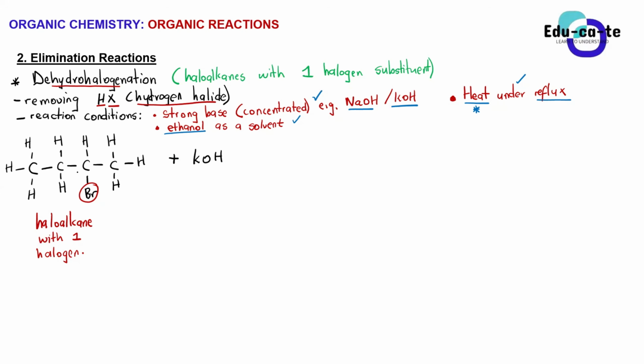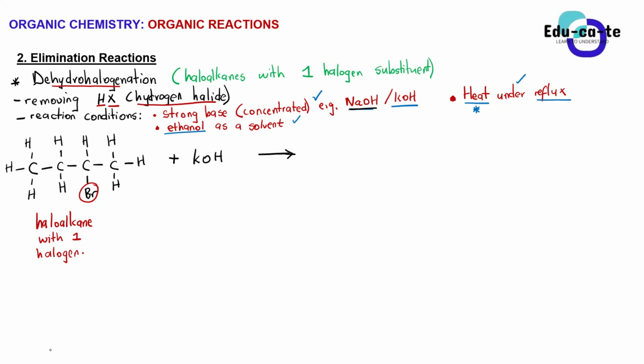And then now you add your KOH. This KOH is just a strong base. KOH is potassium hydroxide, and NaOH is sodium hydroxide. You can either use sodium hydroxide or potassium hydroxide, as long as it is a strong base that is concentrated, any one of these two. And then now, what is the product that we're going to get after having this?